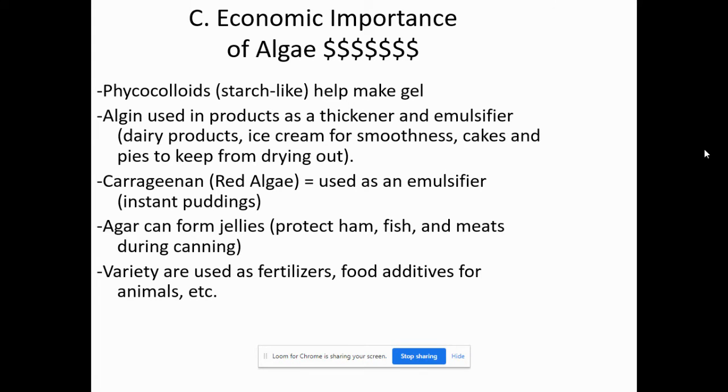Red algae is used as an emulsifier in instant puddings. So if you've ever eaten that Oreo dirt stuff, you've probably eaten red algae. Agar can form jellies. It's used to protect ham, fish, and meats during canning processes. And a variety of them are used as fertilizers or food additives for animals.